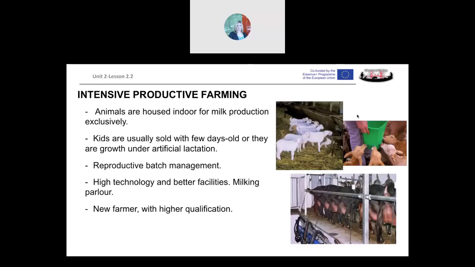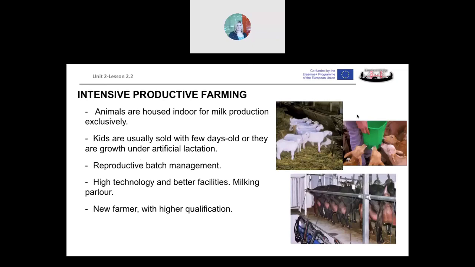The last production system is the intensive farms. In this case, the animals are housed indoor and are dedicated just to milk production. What they do with the kids? Usually the kids are sold after just a few days, just after 3-4 days. Usually they are fed with artificial lactation.